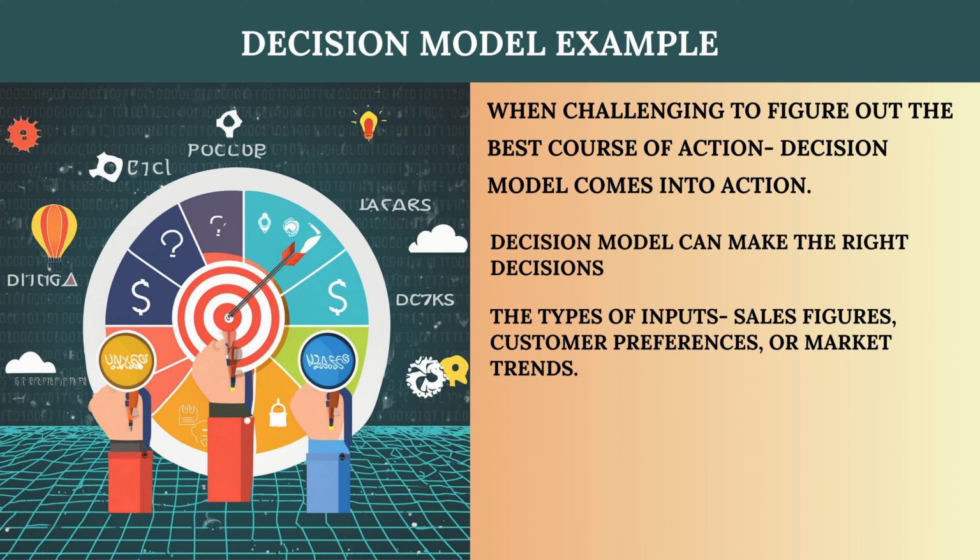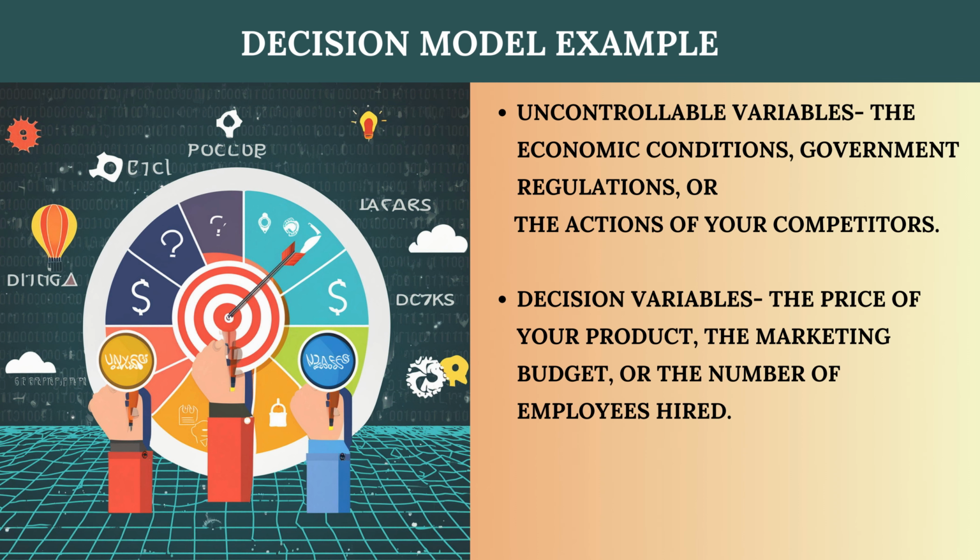First, we have data. This is basically the information or facts that are relevant to the decision we are trying to make. It could be things like sales figures, customer preferences, or market trends. Next, we have uncontrollable variables. These are the factors that we cannot directly control or change, but they still impact our decision. For example, the economic conditions, government regulations, or the actions of the competitors.